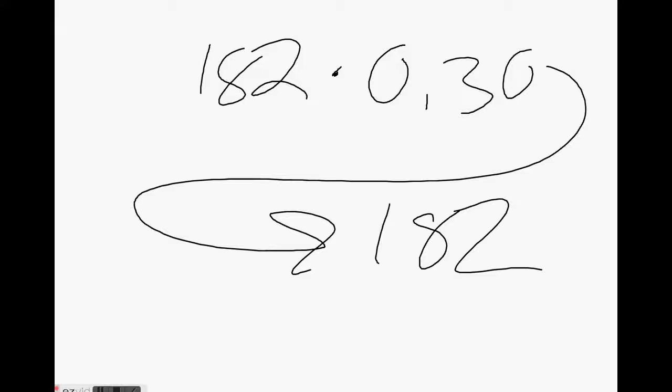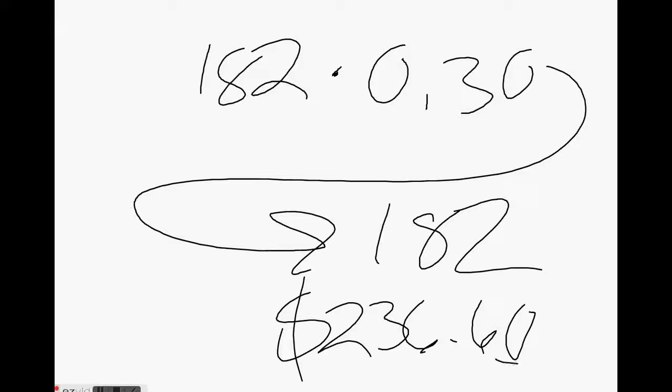That's all we're doing. So it's 182 times 0.30, which gives us $54.60. We're adding it back to the 182, and he's selling that suit for $236.60. All right, don't forget to add that zero when it's not there. So that takes care of that.